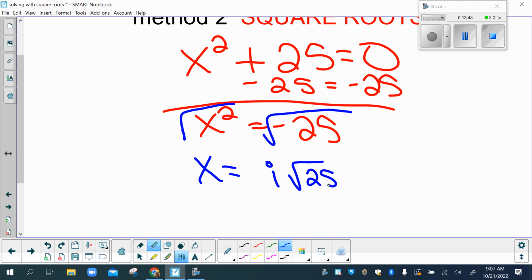And now I can split up 25, right? I can split it up now really easily. 5 and 5. So these come out. So here's what I get. I get 5i and negative 5i.